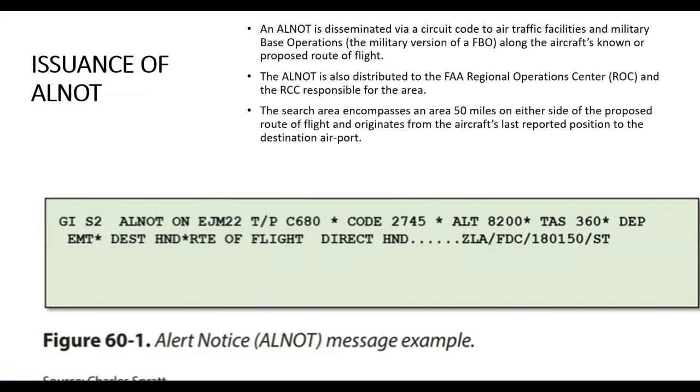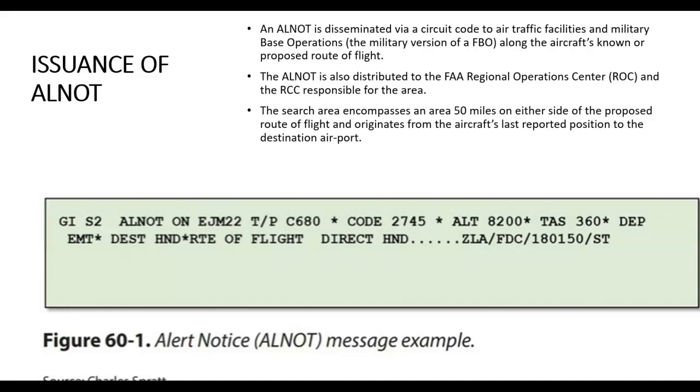ALNOTs are distributed to air traffic control facilities and military base operations, which is the military version of an FBO, along the aircraft's known or proposed route of flight. An ALNOT, which is short for alert notice, is distributed to the FAA Regional Operations Center and also the RCC responsible for the area. The search area encompasses an area of 50 miles on either side of the proposed route of flight and originates at the aircraft's last reported position to the destination airport.